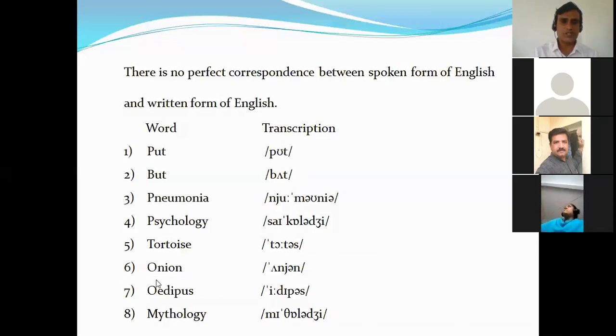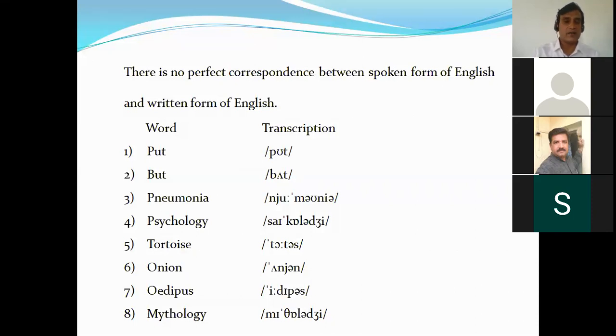See the words beginning with O again. Most of the Indian speakers say "onion". This is "unyun". We pronounce it according to the spelling. Again, see the seventh word. Most of the speakers say "Oedipus". This is the name of the king, King Oedipus, pronounced "Eedipus". So the O alphabet has two different pronunciations, the O sound and the E sound, and we have to study this in English phonology.